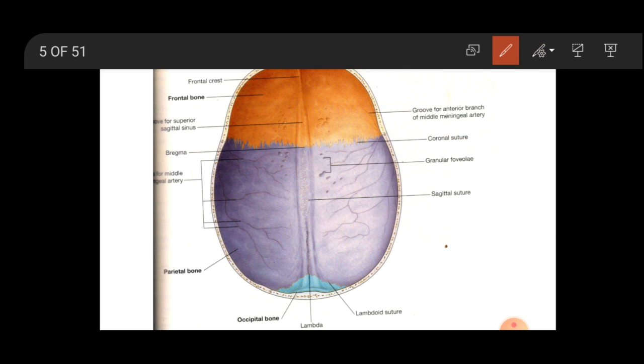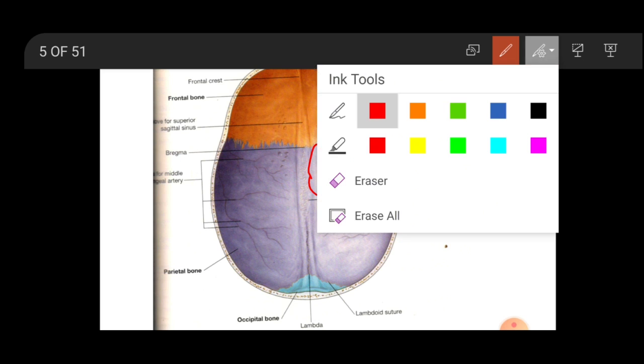And you see some more depressions here, which are called granular foveolae. These are produced by the arachnoid granulations, which produce impressions in the vault, so they are called granular foveolae.